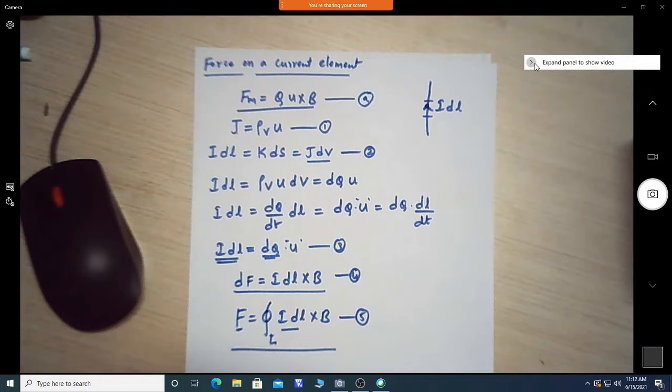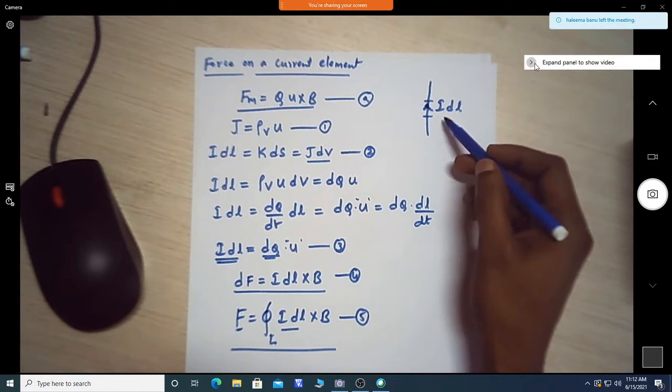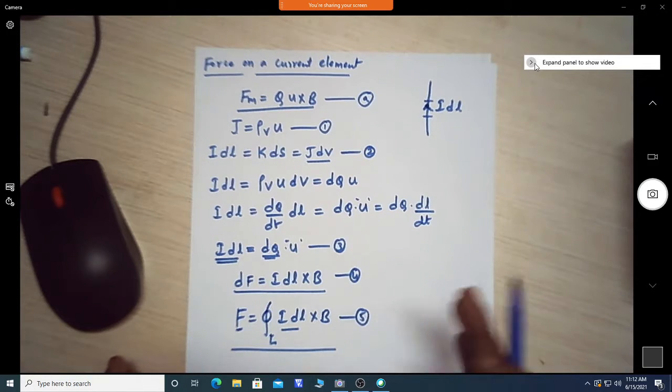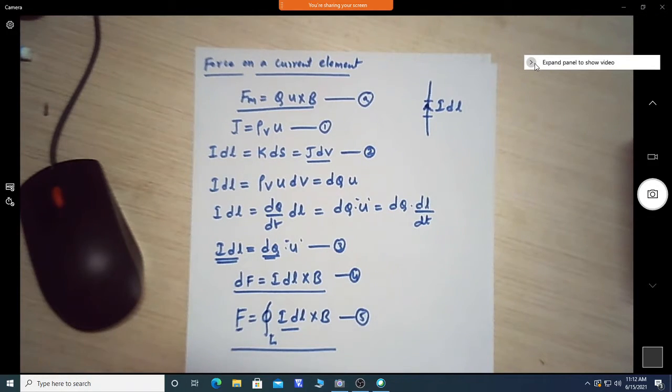So always, the I dl will not exert force on itself, but the force is exerted by some other element which is around it, some other element which is producing the magnetic field. That is what equations 4 and 5 say: the force is external to this current element I dl.